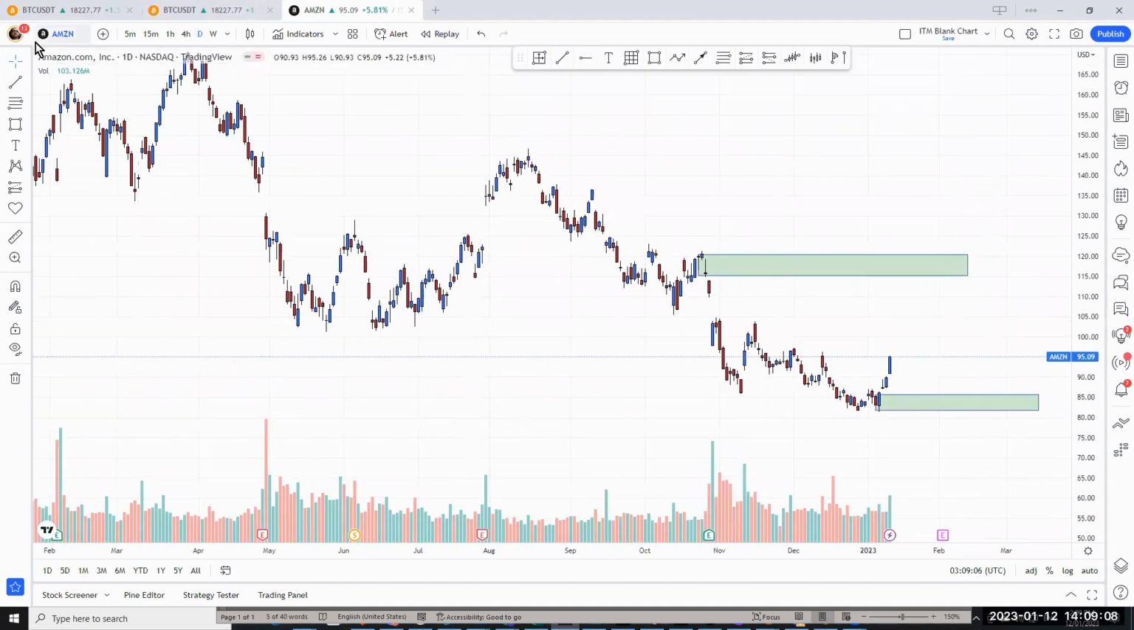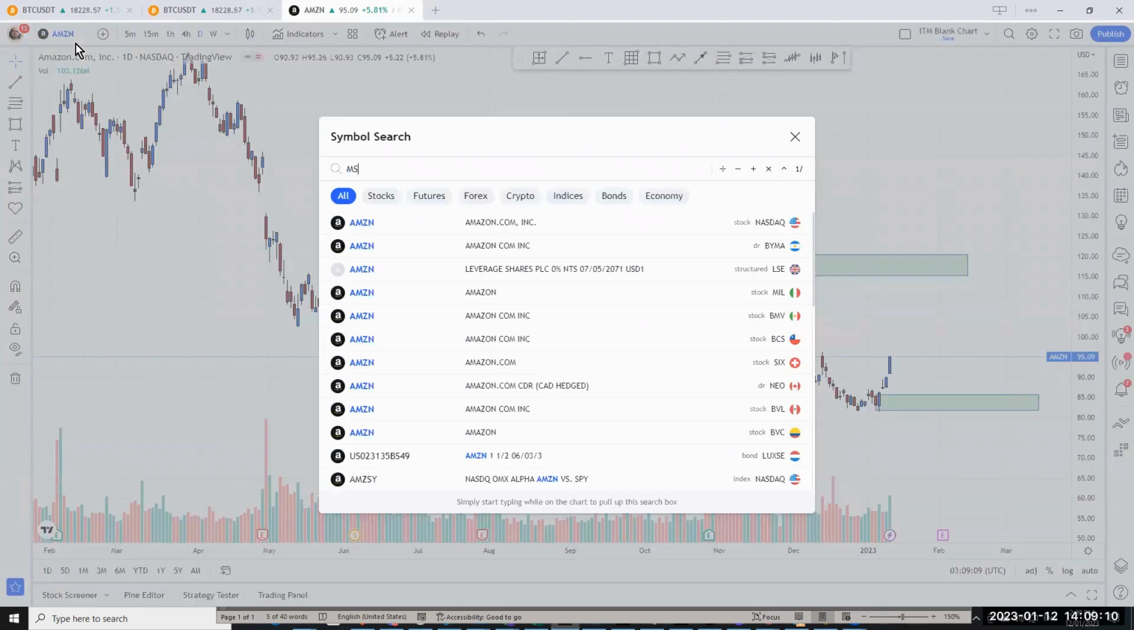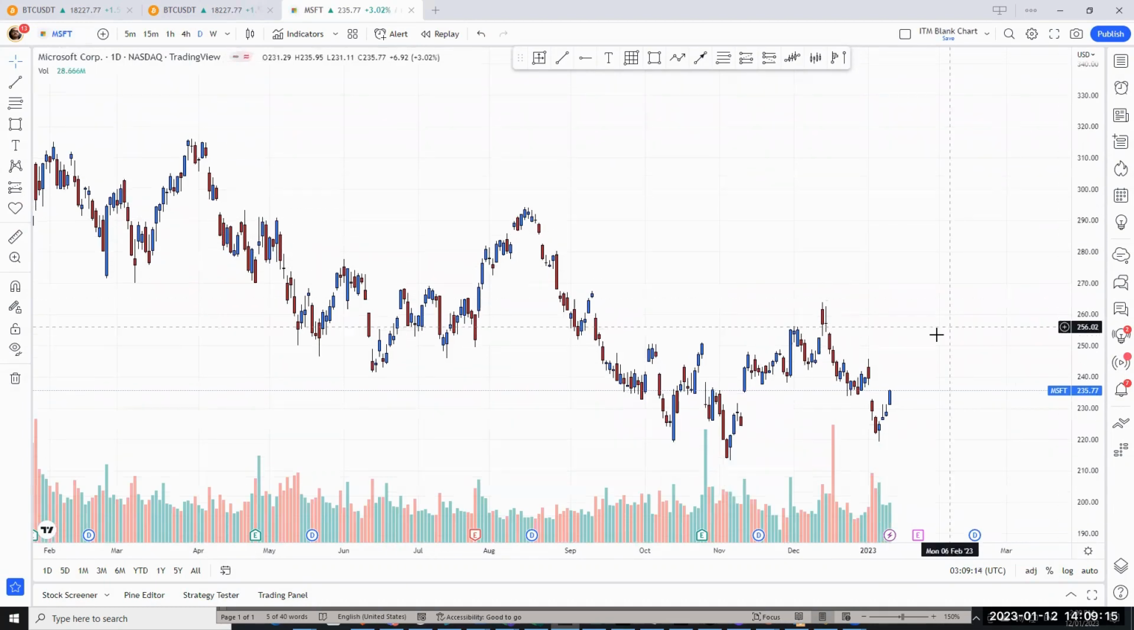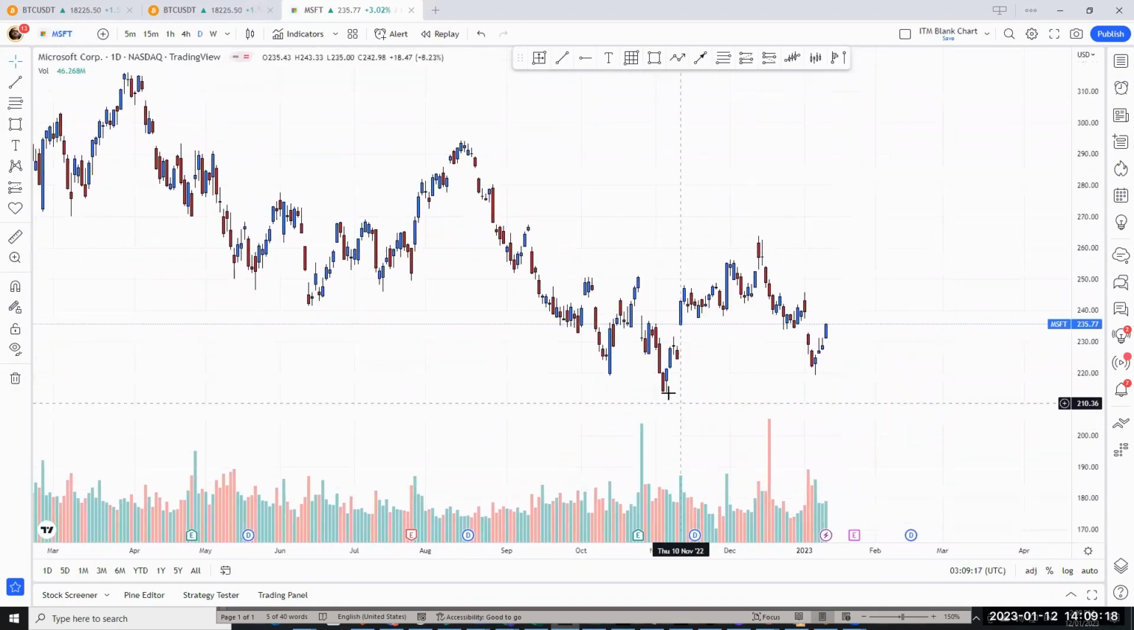After Amazon, let's start with Microsoft. All right, so Microsoft, as you can see, tried to rally up to $262 on the 15th of December, and then suddenly it came down. Why? Because it failed to break this supply zone. That was the supply zone which was created on the 20th of September, right up here, with this gap. So that would have been my zone, and this is where the market retraced.